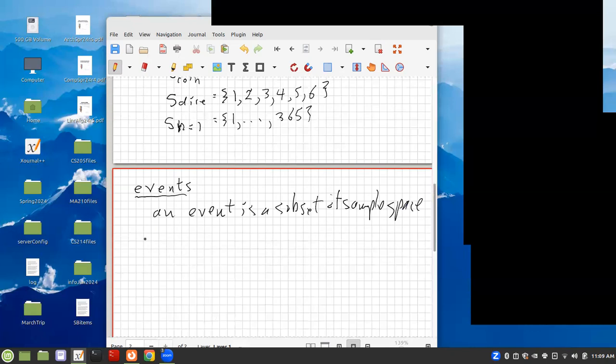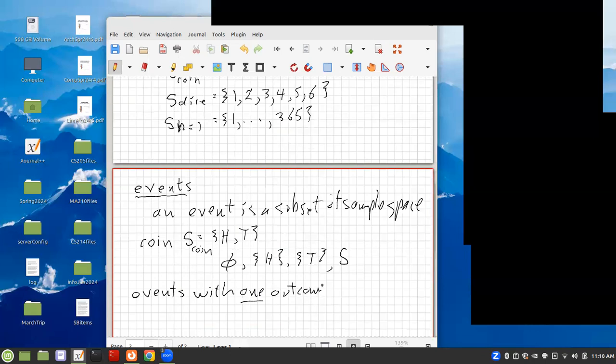So for the coin, the subsets of S equals {H, T} are the empty set, the set with just H, the set with just T, and S itself, the whole sample space. Okay, now the events with one outcome are called simple events.